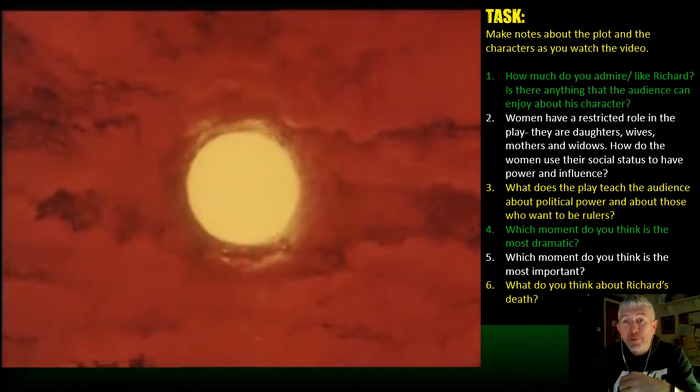The third thing to look for is what's the message, what is the play teaching the audience about political power and about those people who want to be rulers. What does this play seem to be suggesting about those people who want to be king, essentially? Then a quick one from before. At the end of the story, when we finish this, we'll think, which bit was the most dramatic? Which part of the story had the most excitement and drama and intrigue?